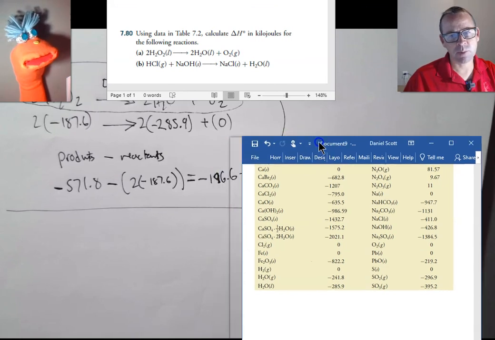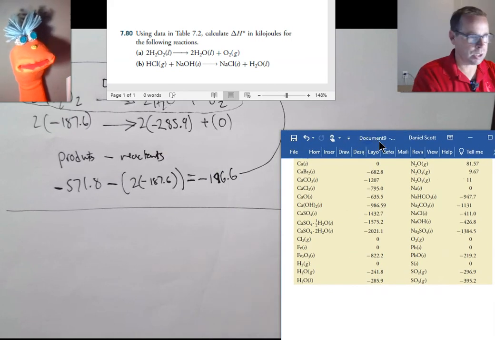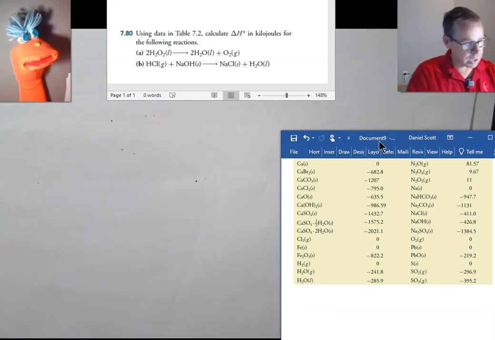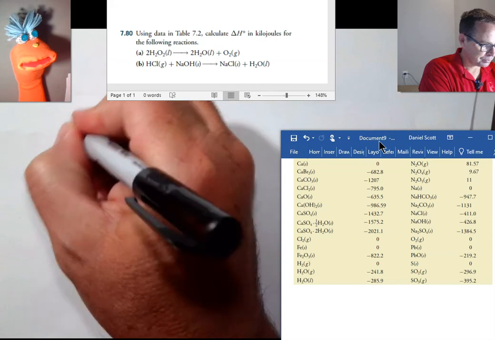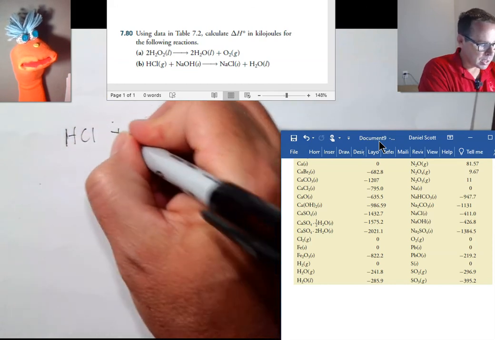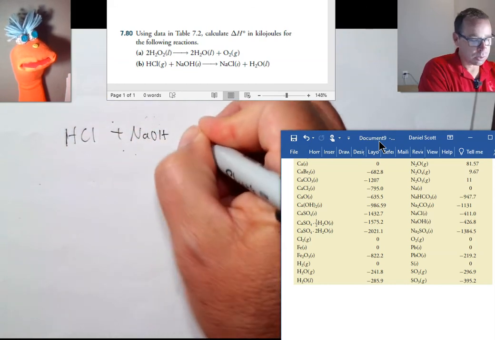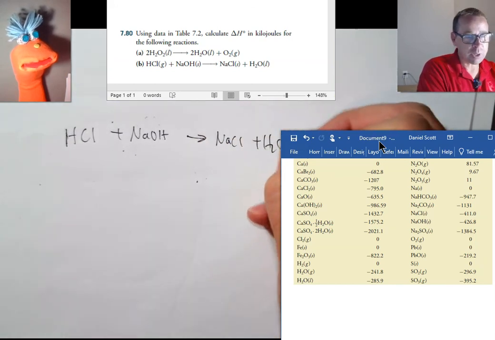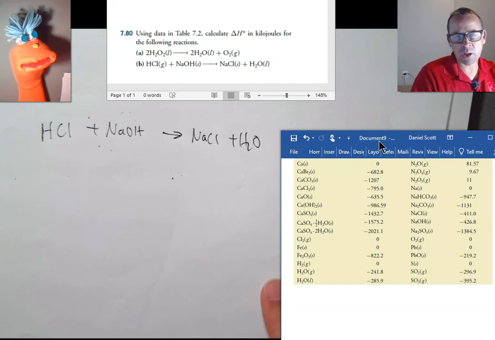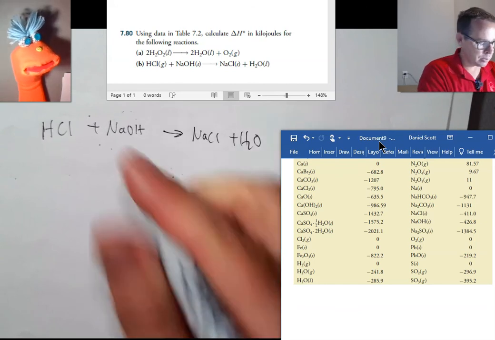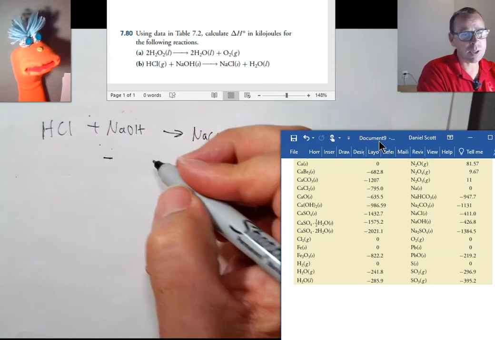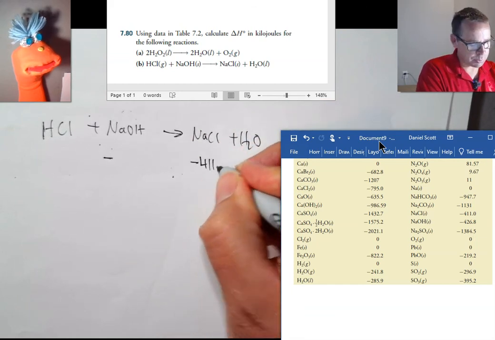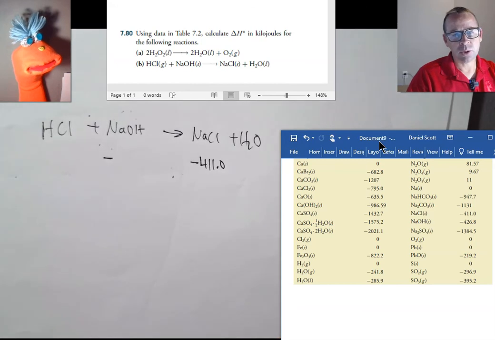I'll write down the chemical reaction here. We got, let me get a new fresh piece of paper. We got HCl plus NaOH yields NaCl and water. And we just found NaCl was negative 4... Did I do that right? Oh, no, NaCl is over here. Negative 411.0. Only one of them.